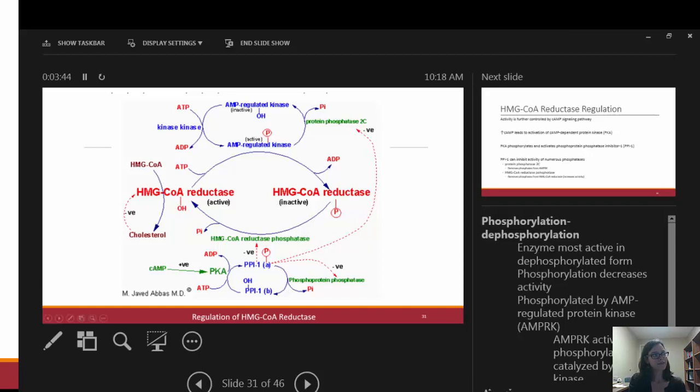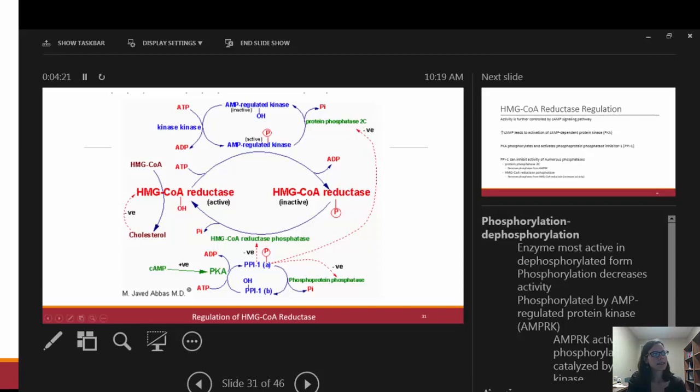It's a kinase, so it adds a phosphate group on, and it's going to phosphorylate and activate phosphoprotein phosphatase inhibitor 1, so PPI1 here. Now, this PPI1 can inhibit activity of numerous phosphatases. Think of this as a phosphatase inhibitor. It's inhibiting taking off a phosphate. So this has action in this regulatory mechanism in two different places.